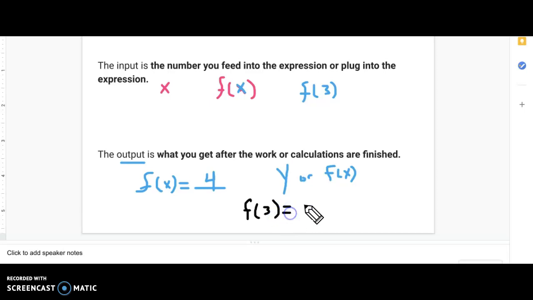So let's say that we have an equation and it says f of 3 equals -2. This 3 is the x value, which means it's your input. That means you took an equation and you plugged in a 3, and the answer that you got out of it, your output, is a -2. So that's the difference between an input and an output.